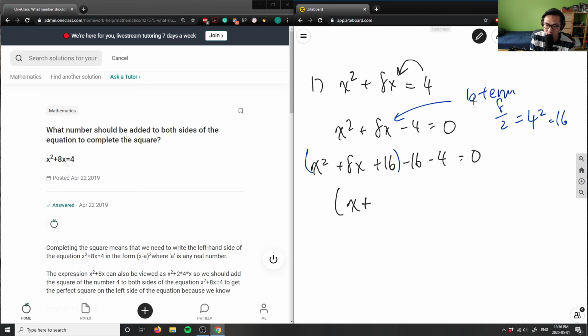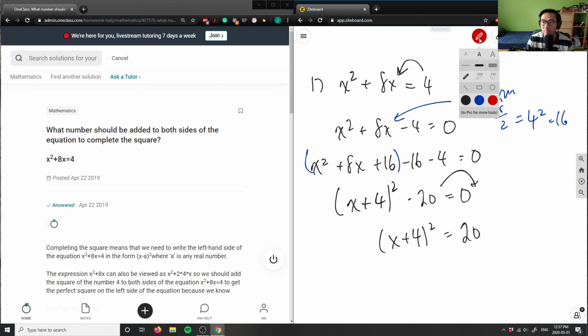So this simply equals x plus 4 squared, right? X plus 4 squared would be x squared plus 8x plus 16. And then minus 16 minus 4 would be obviously negative 20 here. This would equal 0. And finally, I would bring the 20 back to this side here. So x plus 4 squared equals positive 20. So as you can compare from this formula to this formula, I'm adding 16 to both sides in order for me to complete the square.